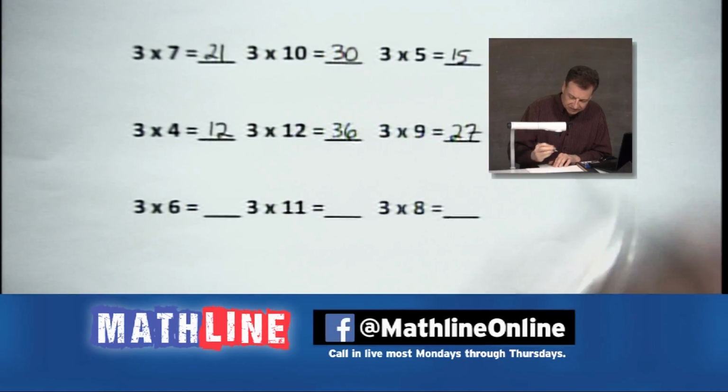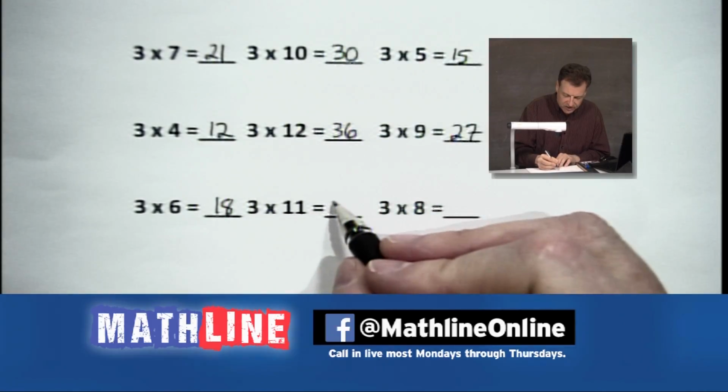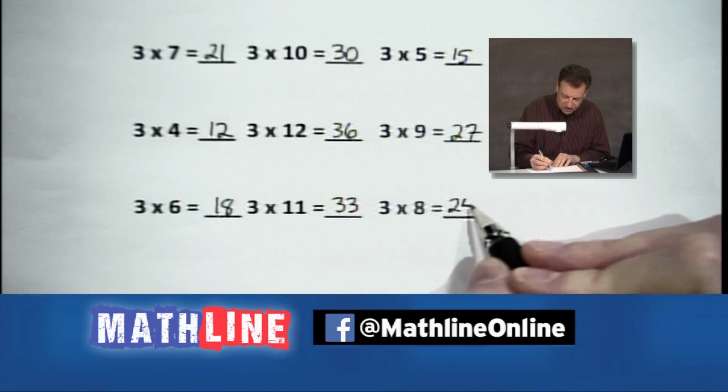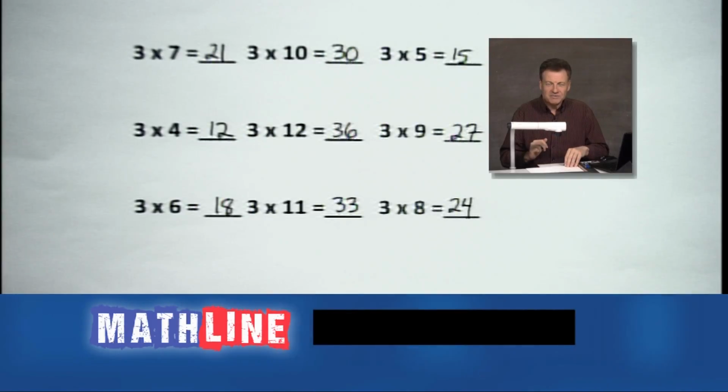3 times 9, go with it, 27. 3 times 6, back over here, 18. 3 times 11, I get a 33. And 3 times 8, 24. Now, any of those that you didn't have, write them down right now. Okay, take care of it back home, all right?